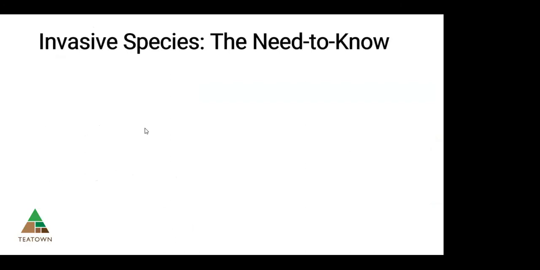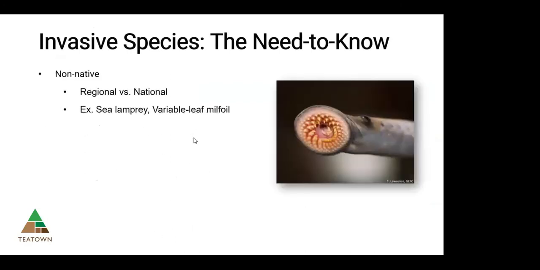All right, so a little bit more detail about invasive species and going into that definition. So non-native. This doesn't just mean that it's not native to the United States. It could mean that it's not native to just a region. So we have a few pretty good examples of that. One is the sea lamprey, which is a parasitic fish, but it's actually native to the Hudson River, and it's invasive in the Great Lakes region.